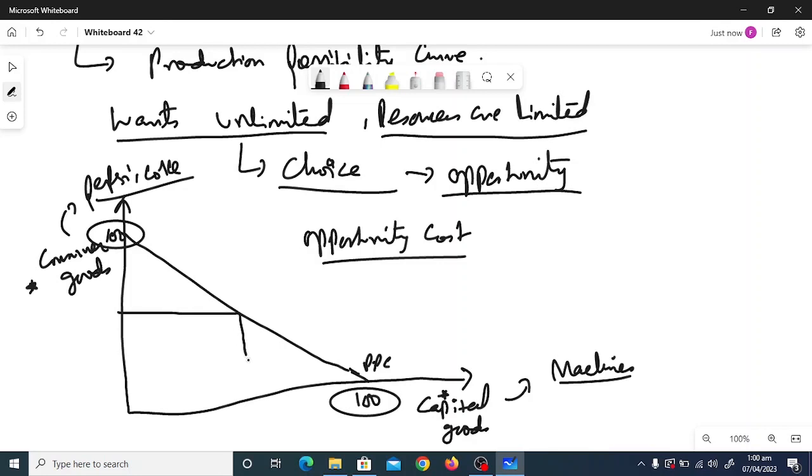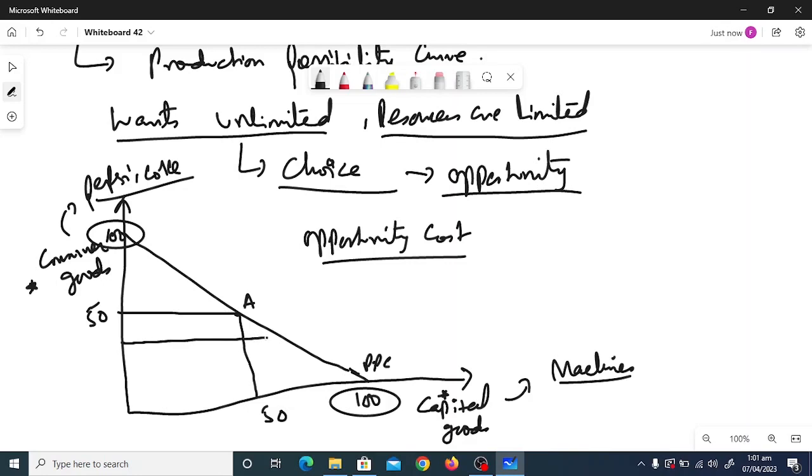For simplicity, I'm making 50 units of capital goods and 50 units of consumer goods. Okay, I hope you're clear on this, on the A part, because I need some machines and I need some consumer goods, so I make a combination. Why are we going for the combination? Because the resources are limited but wants are unlimited.